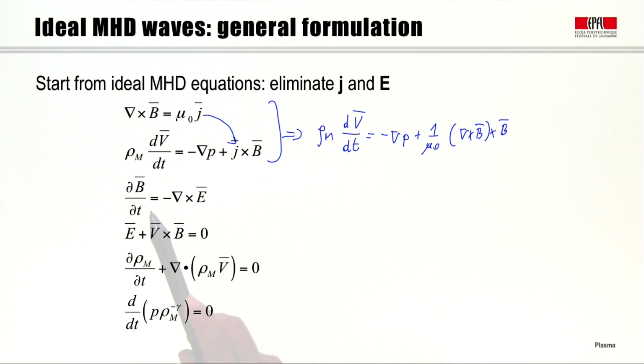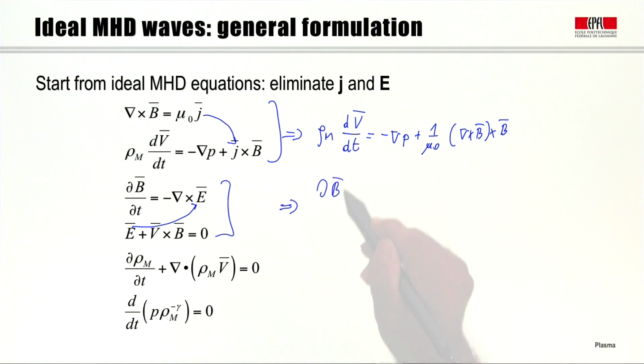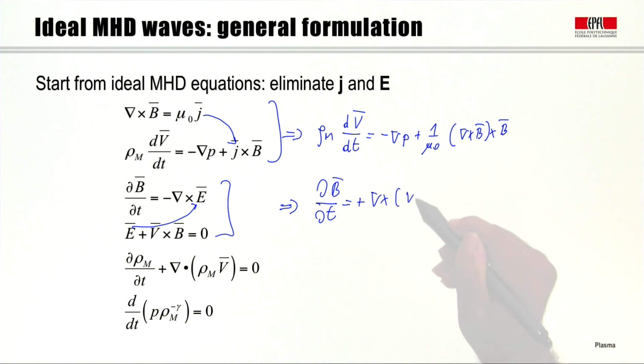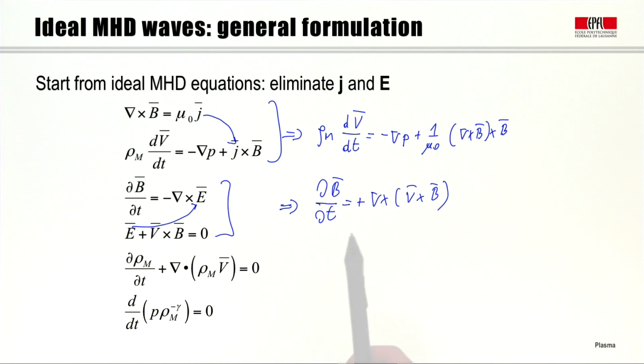We have then Faraday's law and the ideal Ohm's law. We can take the electric field from the ideal Ohm's law and put it into Faraday's law. So what we have is dB by dt equal to the curl of V cross B. We then have the continuity of the plasma mass and the equation of state.